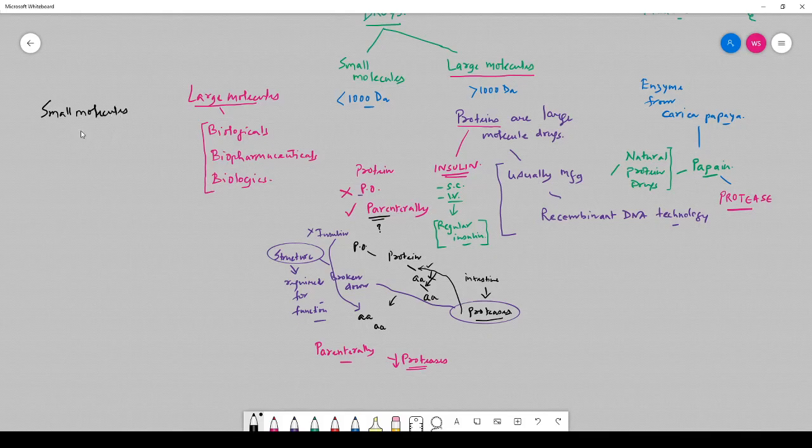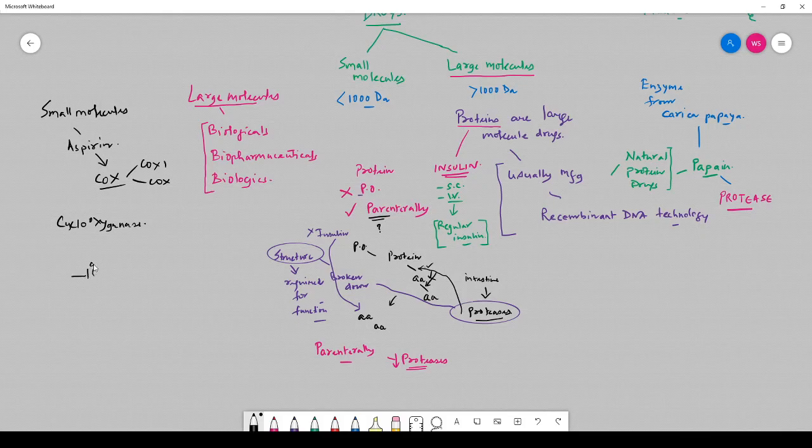So small molecules, let's give an example, aspirin. Aspirin acts on an enzyme COX, both COX-1 and COX-2. So what is COX? Cyclooxygenase. Okay, what does cyclooxygenase do?